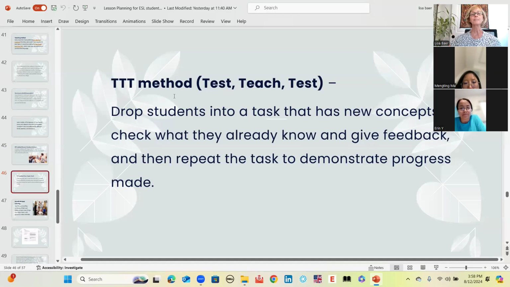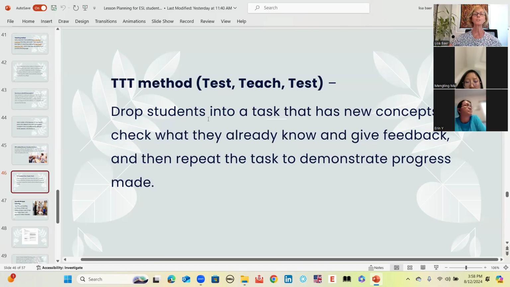The TTT method is to teach, test, teach, and then test again. So you test to see what they know, what background knowledge they have in this topic, and then you teach the topic, and then you test them again.